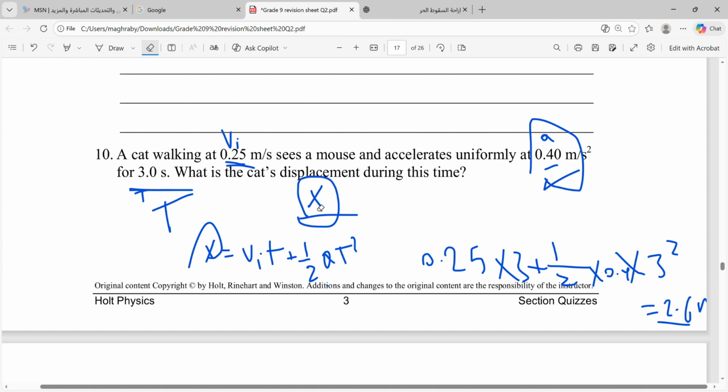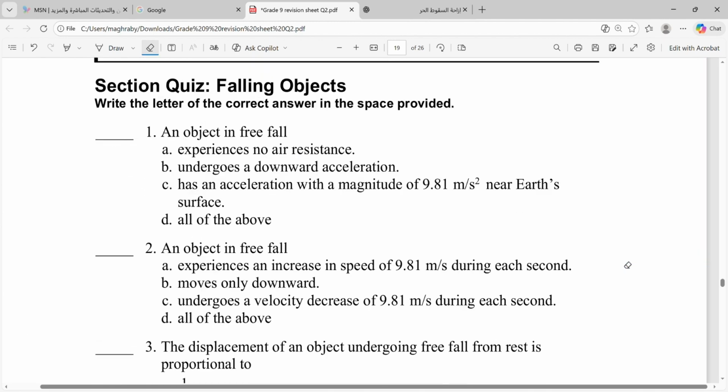Okay, so here we have to use the second rule of motion equation. Why the second rule? Because we don't have the v final, and at the same time we have the acceleration. So I wrote the second rule like this, and we have all of these physical quantities: v initial 0.25, t 3, plus half, a is equal 0.40, and time square, 3 square, and the answer is 2.6. Let's get to the next one.